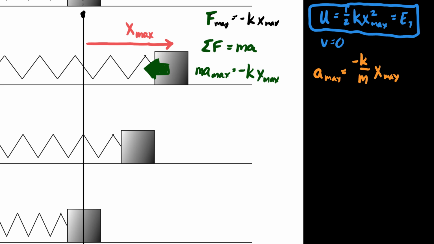Right, we advance to the next thing. The spring has begun to move the object towards equilibrium. The force is getting smaller. So the force is still minus kx, and our acceleration is less because the value of x is less. So these are getting smaller.